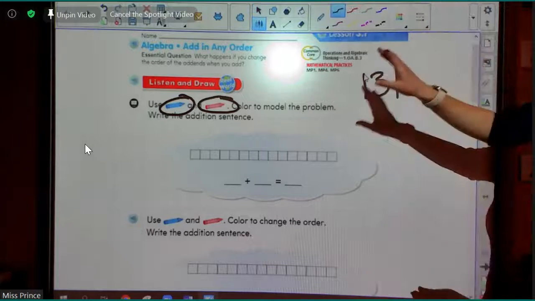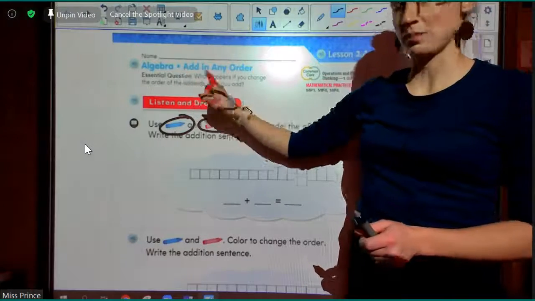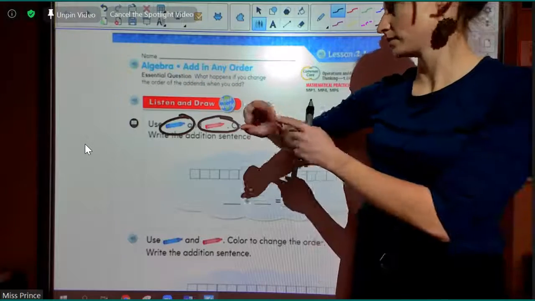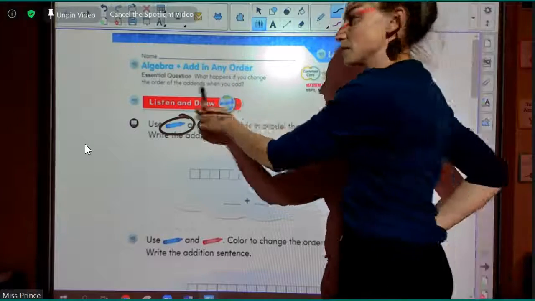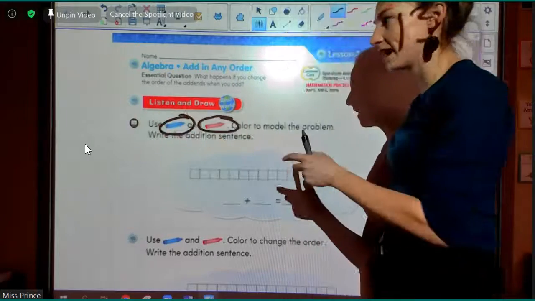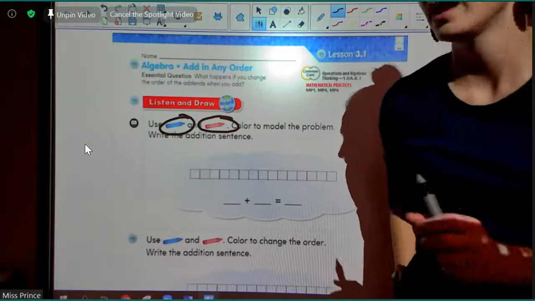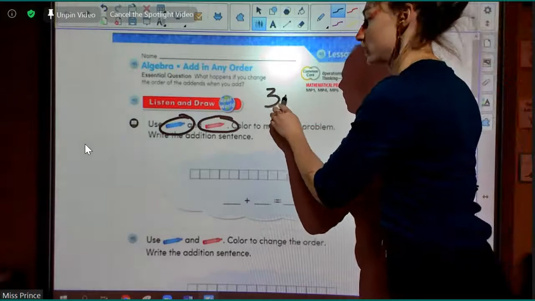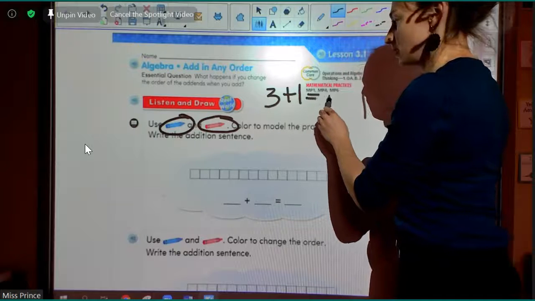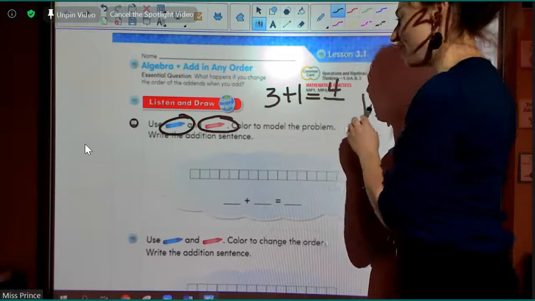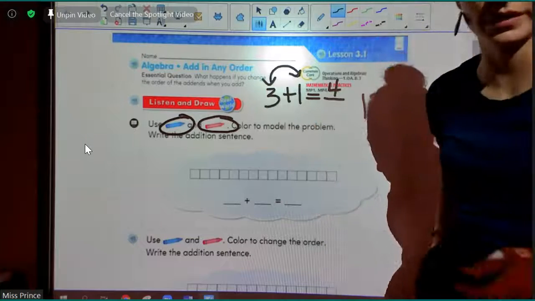So, for this new chapter, boys and girls, we're learning about a new topic. So right now it says, add in any order. What happens if you change the order of the add-ins when you add? Who thinks they know the answer to that? If I have 3 plus 1 equals 4, what happens if I flip-flop these? What's going to happen?